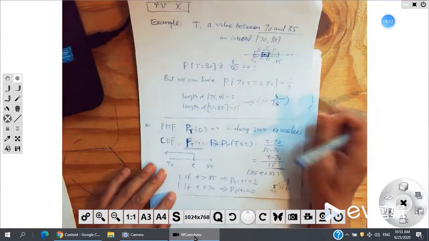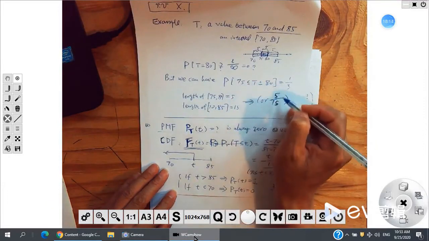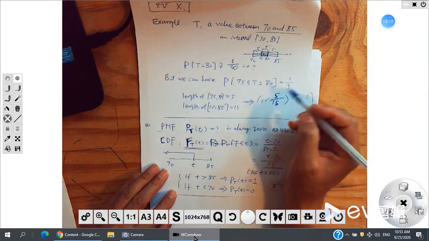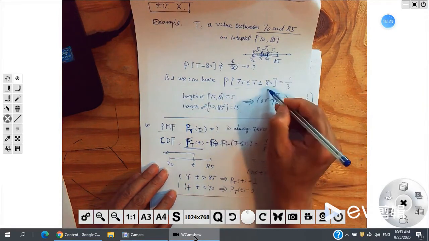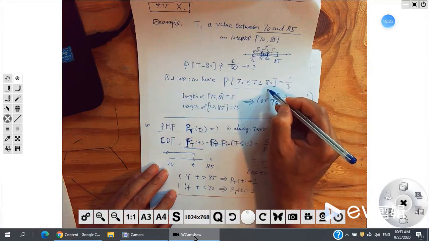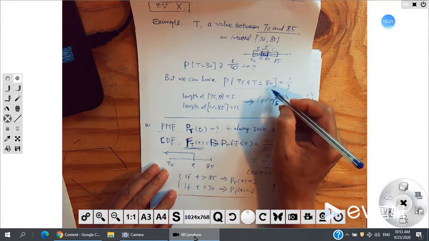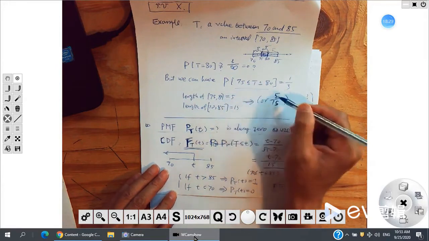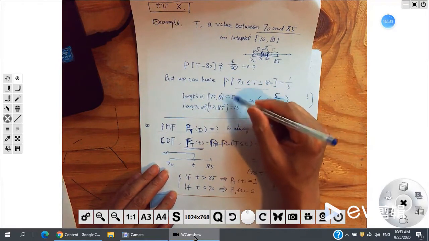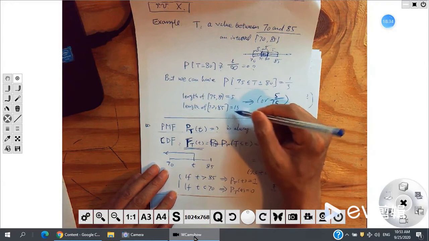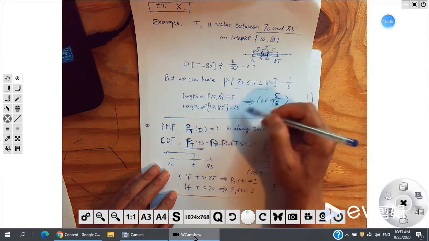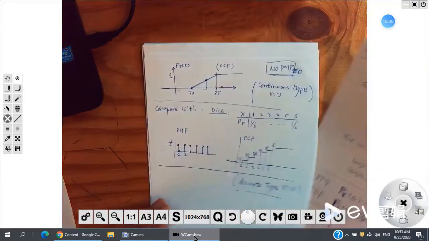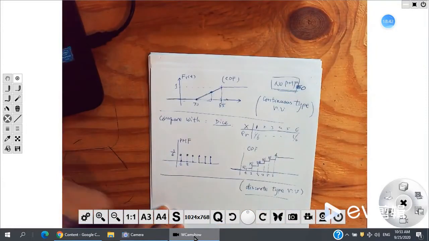I suppose the probability is proportional to the length of the interval. But this might be different for a different model. This rule may or may not hold, it depends. It does not always look like this, but this is just an example. The feature of a continuous random variable is just like that.